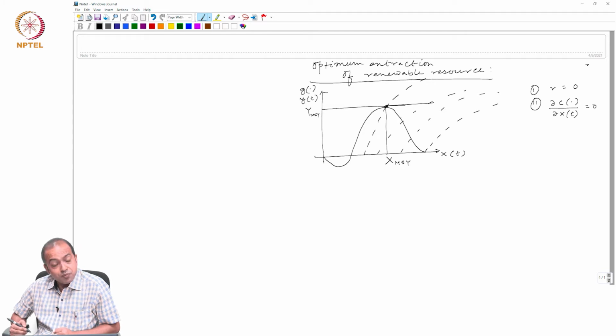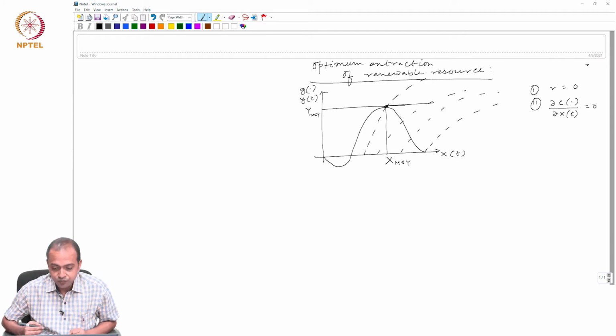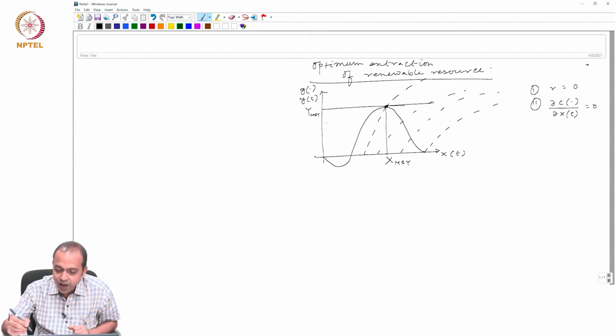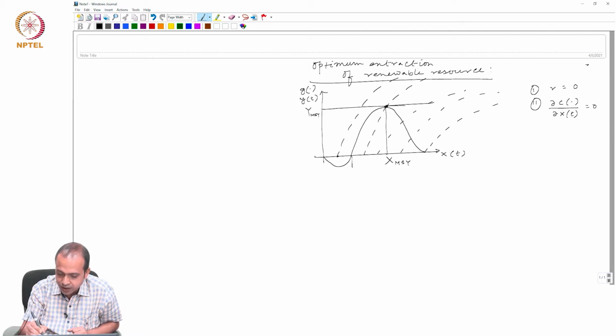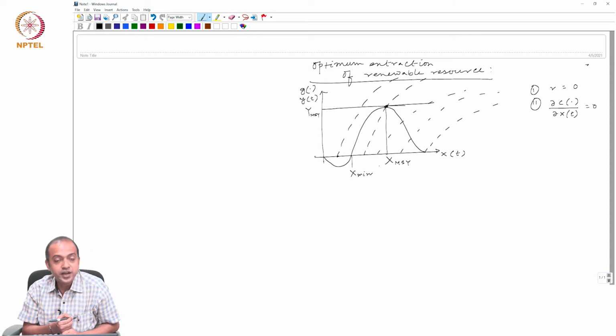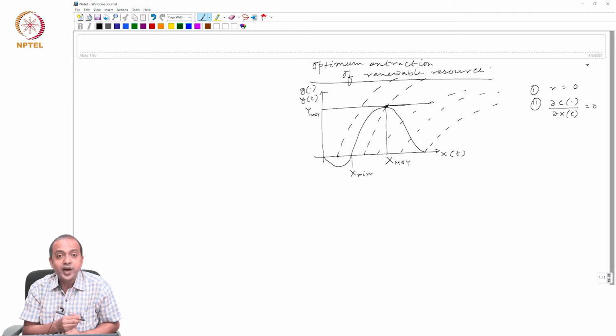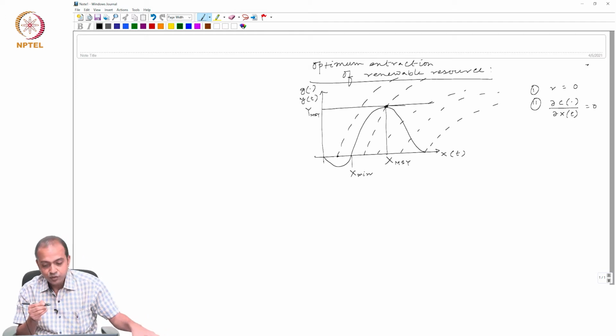Now, if fish catching becomes so attractive, what will happen? The catch locus will keep on shifting outwards, and it may so happen that at one point the catch locus passes through a point which is less than x min. The moment the catch locus passes through this point, the species will vanish.